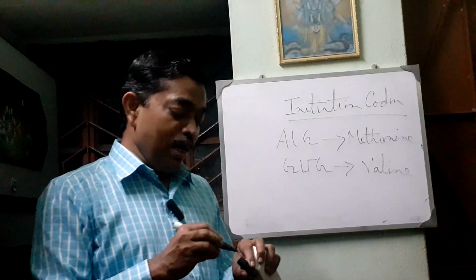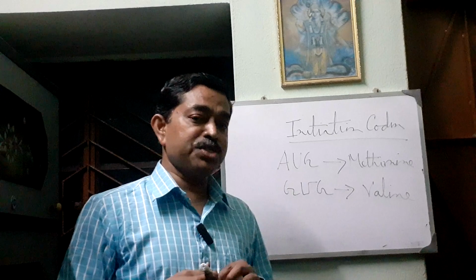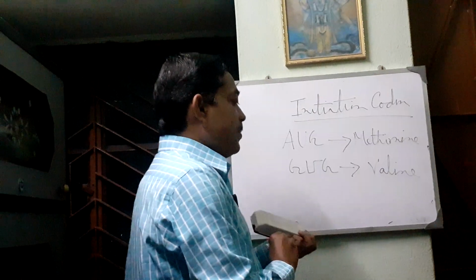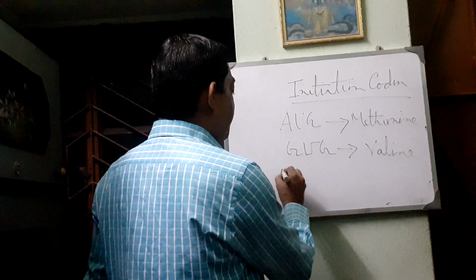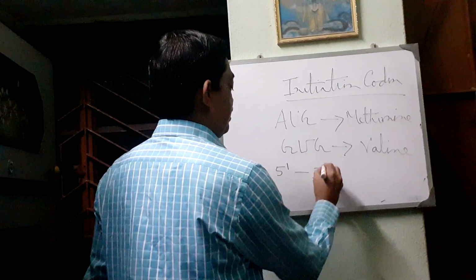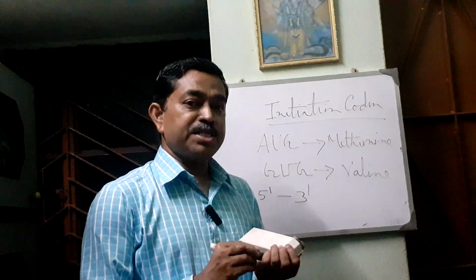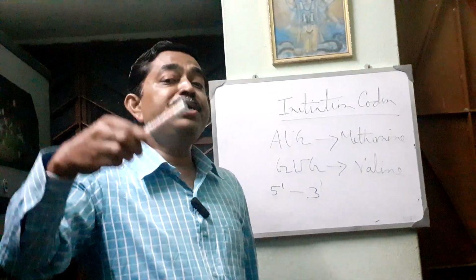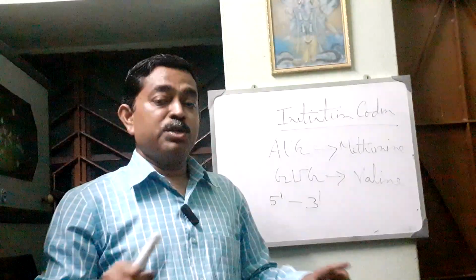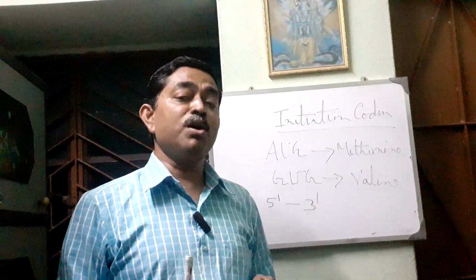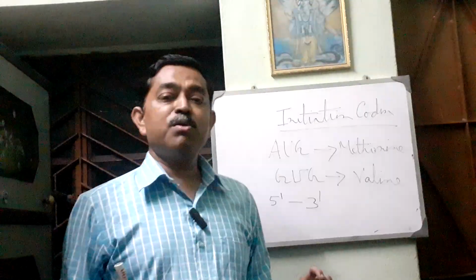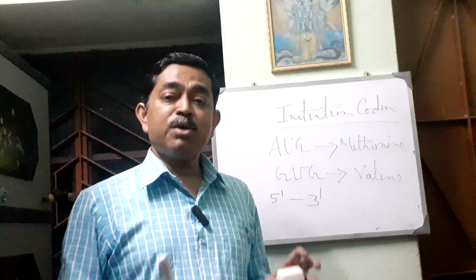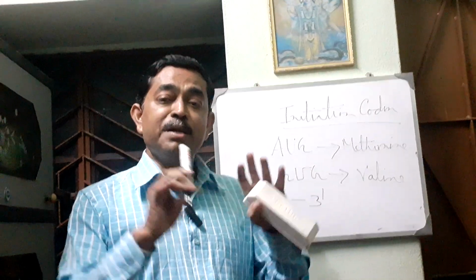So this is all about the DNA structure, the RNA structure, and how the mRNA can be read. Generally the mRNA is made in the 5' to 3' direction. This process of making mRNA from the DNA template is called translation. So this is all about DNA and RNA structure, how the mRNA is made, and what the codon is and what it means.